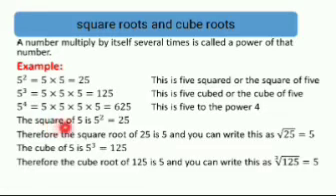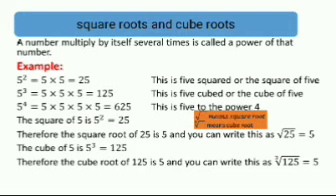Now, the square of 5 is 5 raised to the power of 2 and is equal to what? 25. Now, let me show you this. This sign means square root, and this sign means cube root. So therefore, the square root of 25 is 5. That is, the square root of this 25 is 5. And you can write this as square root of 25, which is equal to 5.